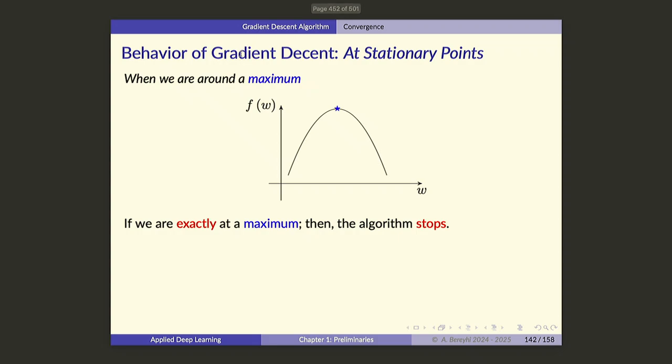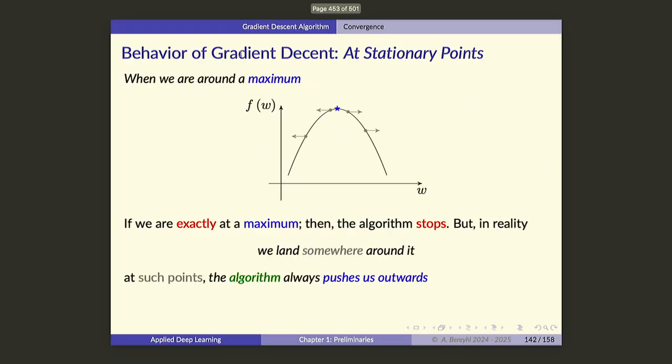Say that I exactly land on the maximum point. What I told you before is going to happen. But in practice, if you start from a random point and you keep updating, do you expect to exactly touch that maximum point? No, right? So you're going to land somewhere around that point. What's going to happen if you land somewhere around it?